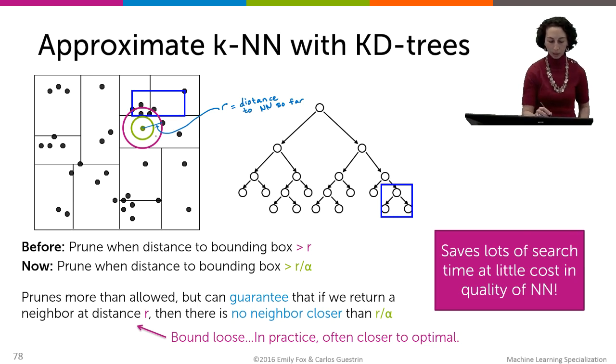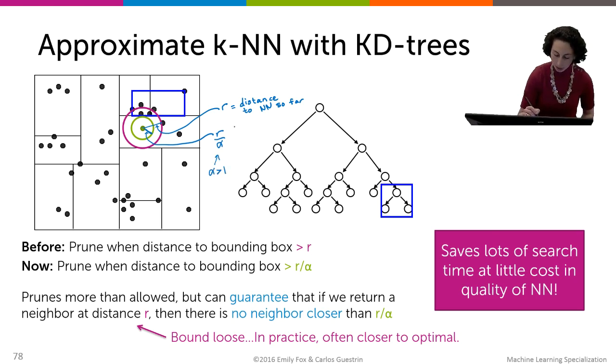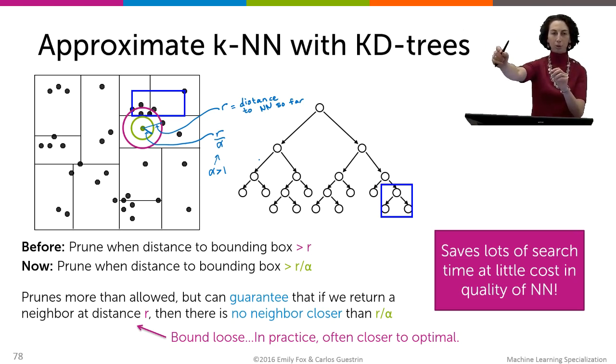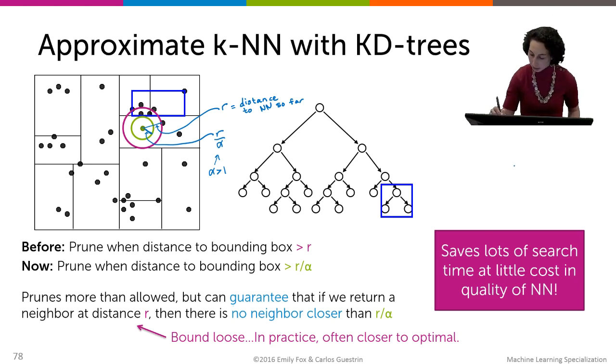And to prune more aggressively, instead of pruning based on distance R, we're going to prune based on a distance R over alpha, where alpha is some number greater than 1. And so this is going to be a smaller radius that we're using. So it means it's more likely that the distance to the bounding box exceeds R over alpha than it does just R. Okay, so what are the properties of performing nearest neighbor search with this more aggressive pruning? Well, we know that if we return a neighbor at some distance R, then there's no neighbor within R over alpha.